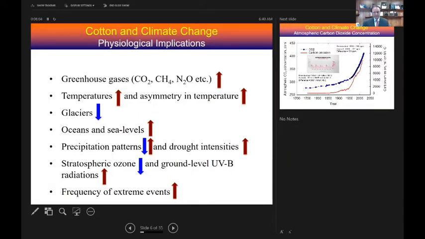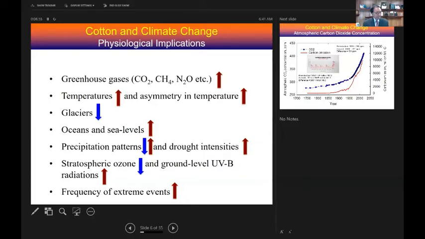So climate change includes greenhouse gas changes. Greenhouse gases are projected to increase, and temperatures are also projected to increase with them. There are also projected changes in the asymmetry of temperature, meaning more nighttime temperatures are projected to increase in the future, with extreme events. Glaciers and water resources are also becoming a scarce commodity in the future, and ocean levels are rising. The most important among all of them is that precipitation patterns and drought intensities are projected to increase.